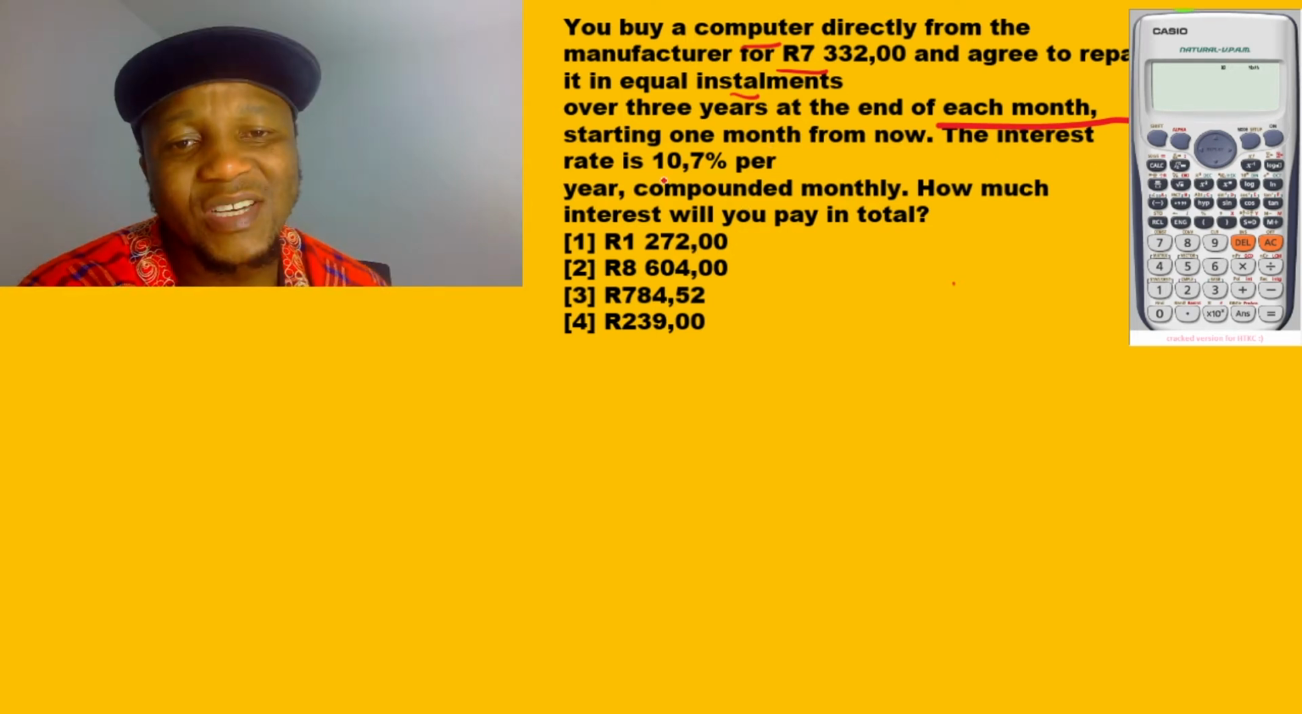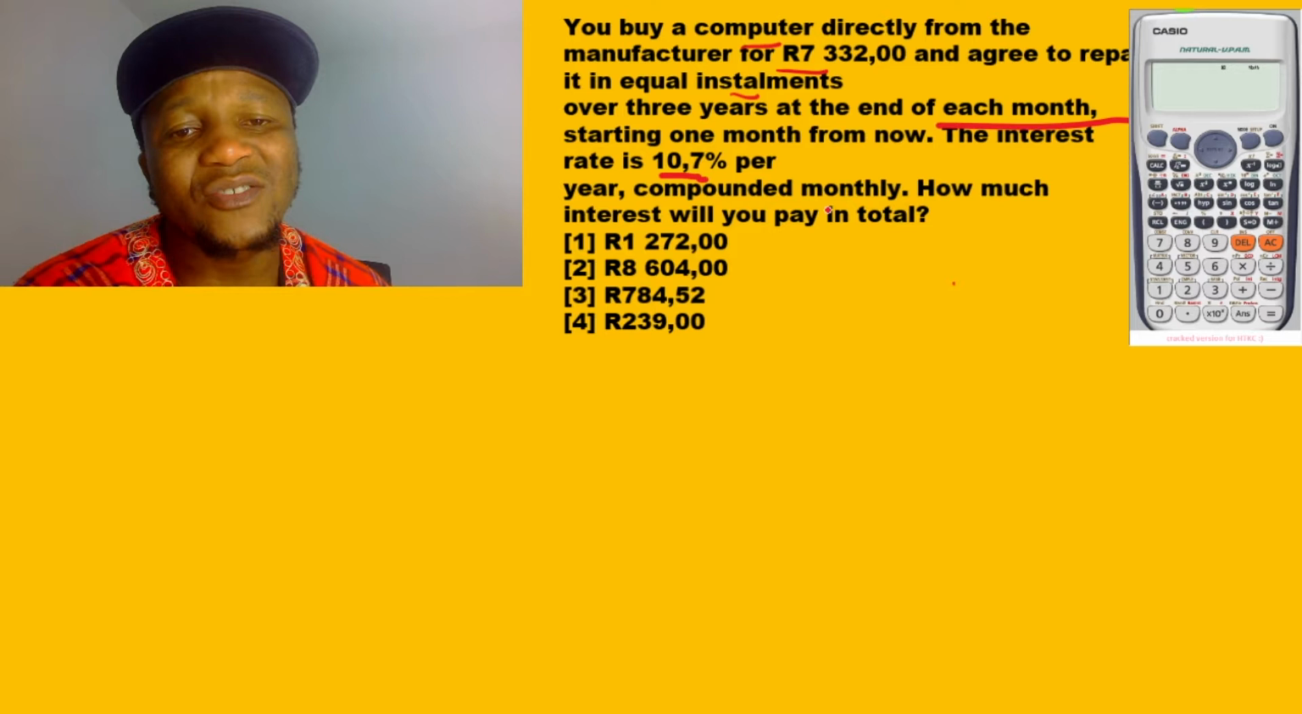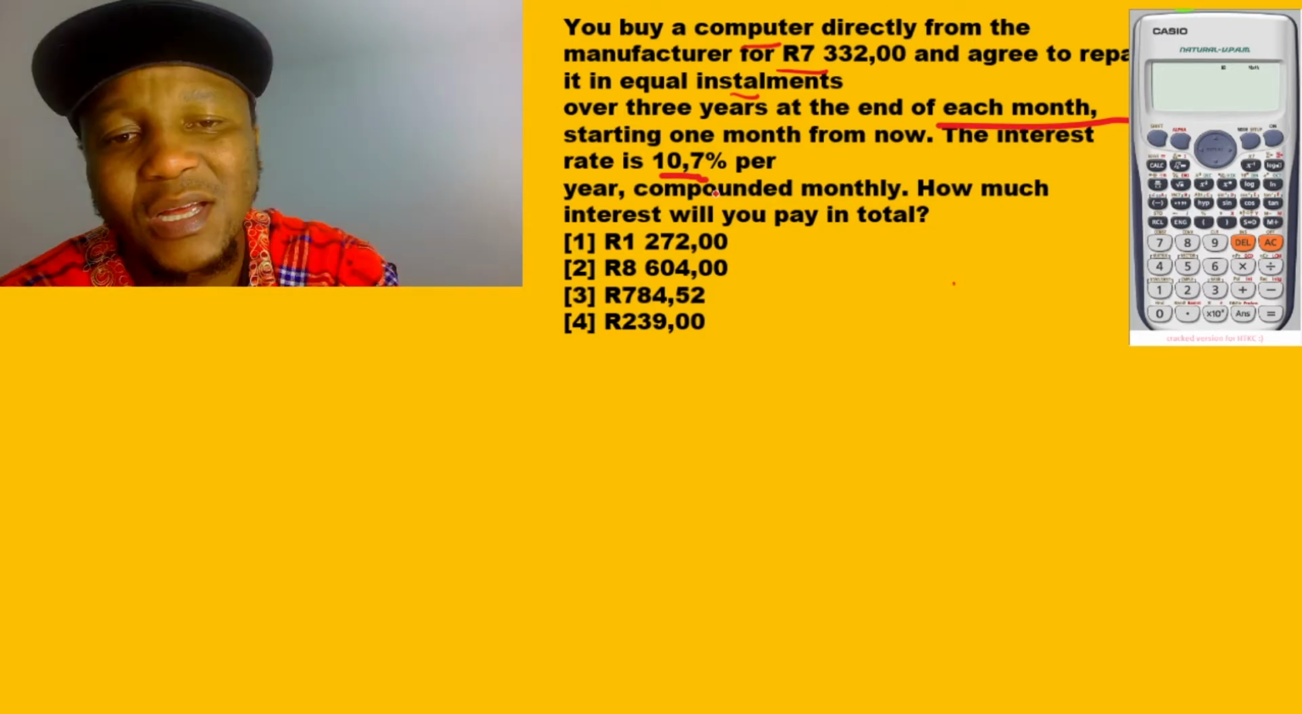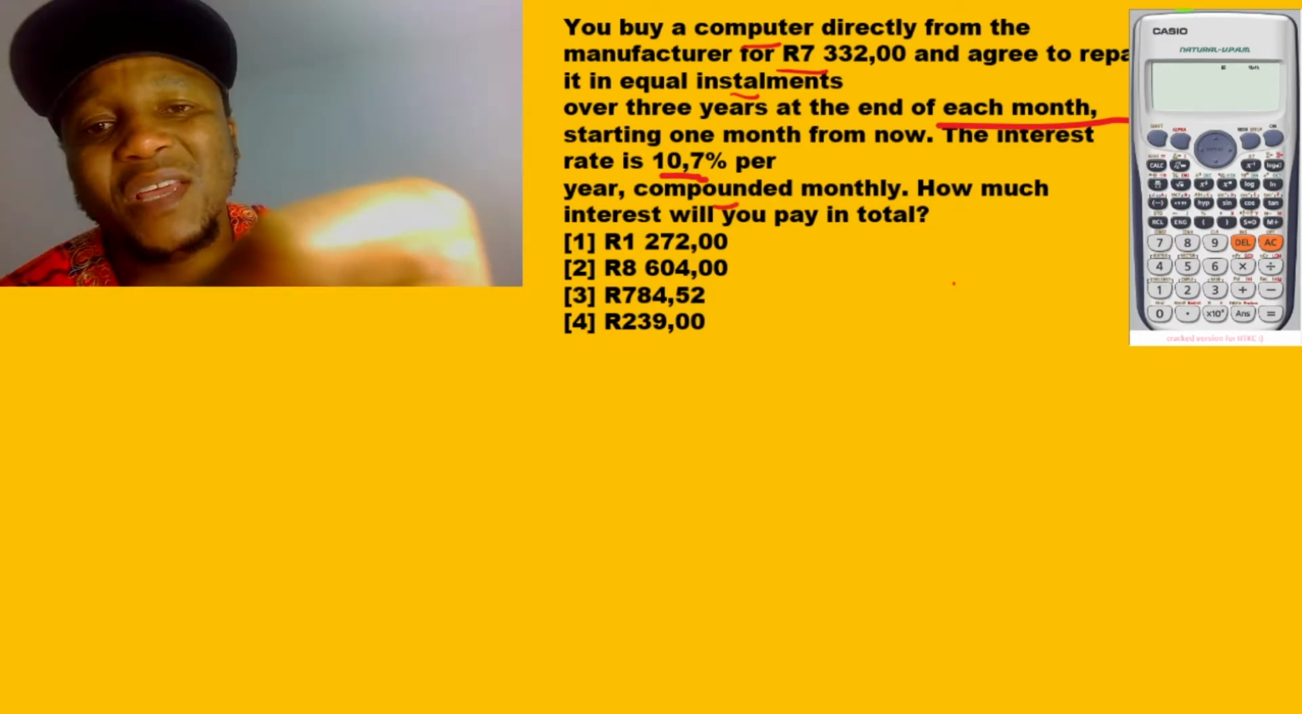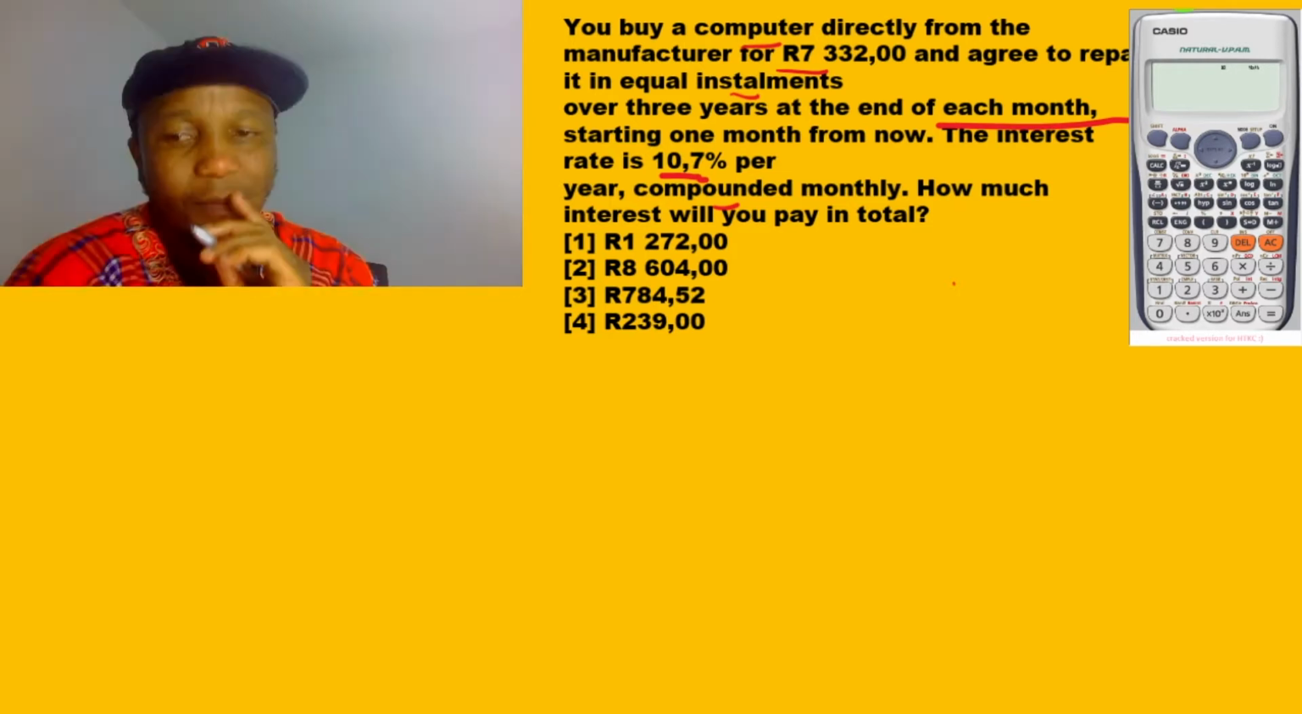The interest rate is 10. Oh, we have an interest rate now. They say it was compounded what? Monthly. So let me give you a trick here. This is very important.